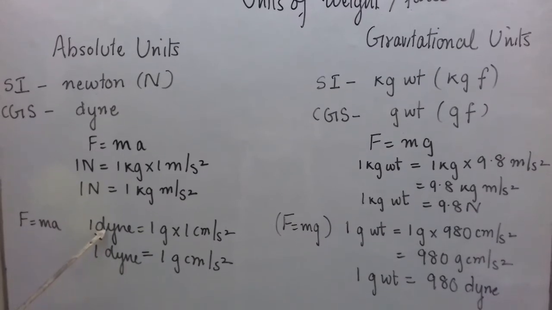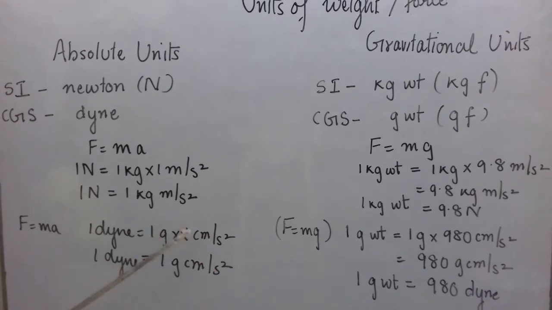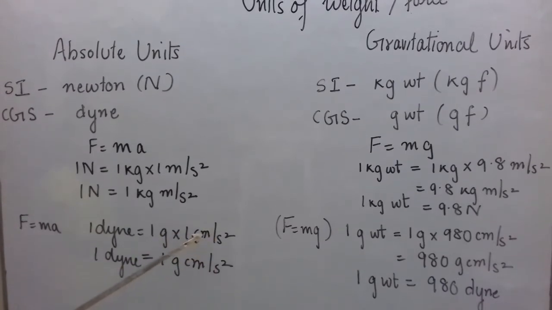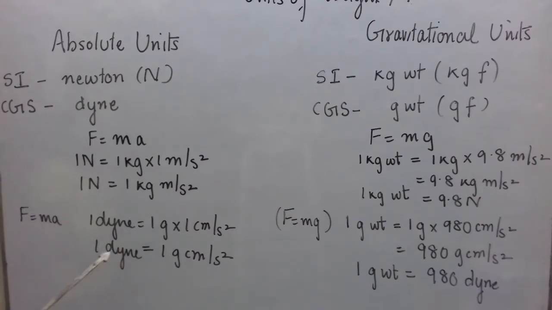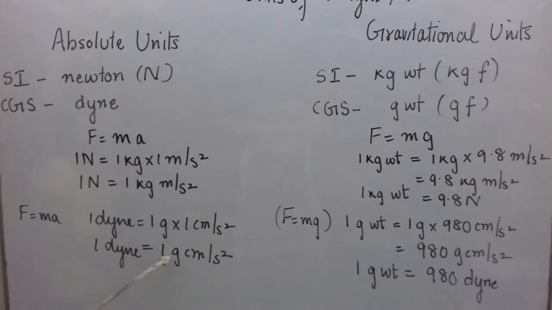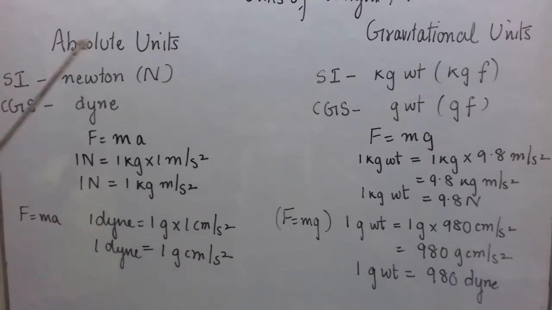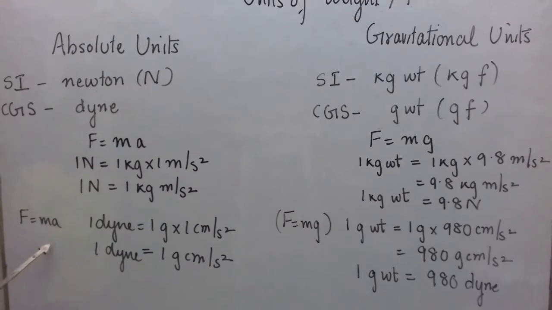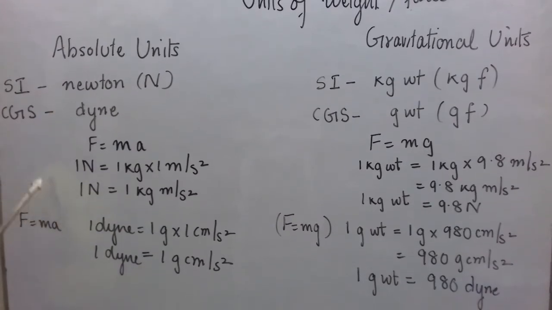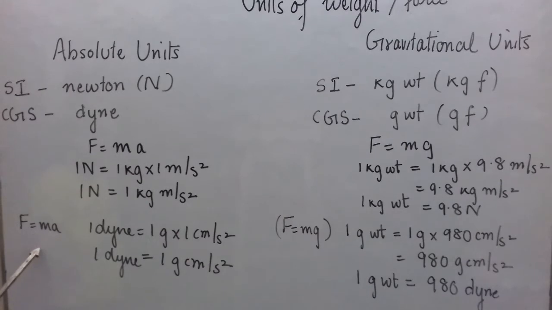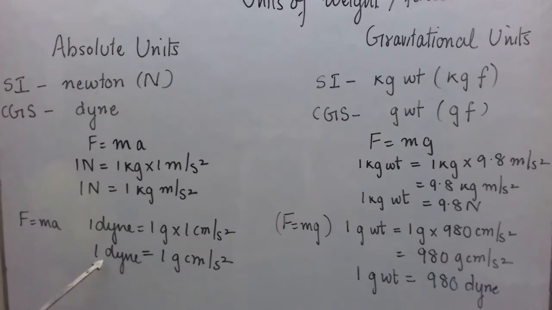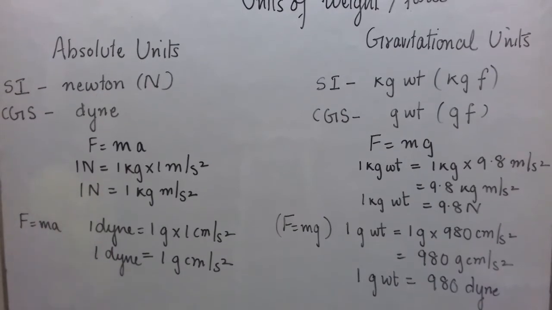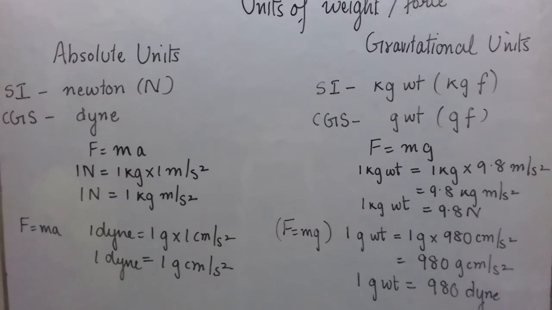1 dyne is a force which when acts on a body of mass 1 gram produces an acceleration of 1 centimeter per second square in it. And by using the definition, when we put each value equal to 1, we get 1 dyne is equal to 1 gram centimeter per second square. So these absolute units, their definition, their conversion, we have studied in one of the earlier videos. You know that we can convert 1 Newton into dynes. We can show the conversion and 1 Newton is equal to 10 raised to 5 dynes.